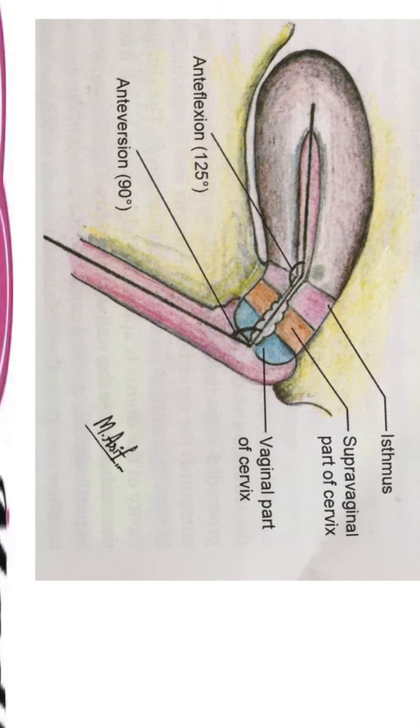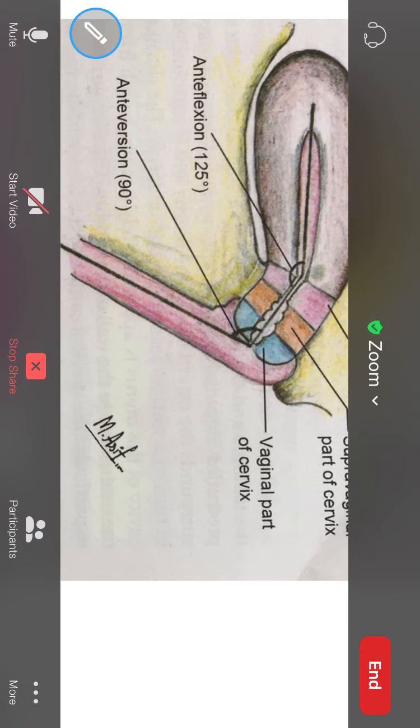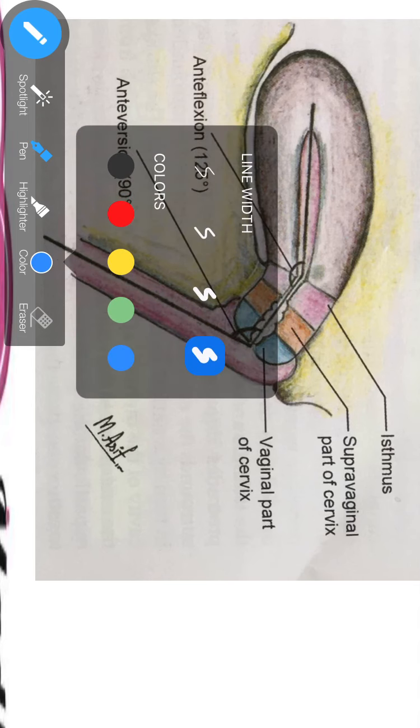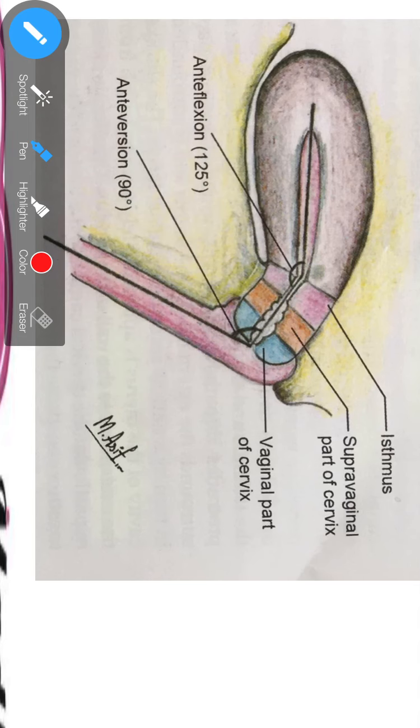What does that mean? Anteversion means the angle of the uterus to the vagina. See, this is the anteversion, the angle of cervix to vagina, which is 90 degrees. So it is called anteversion.